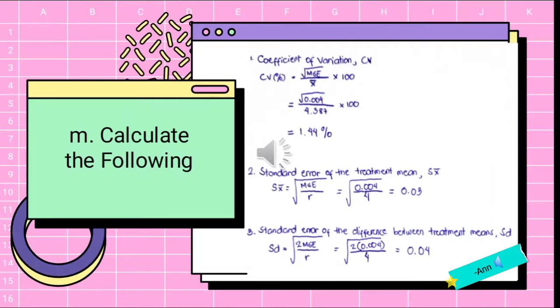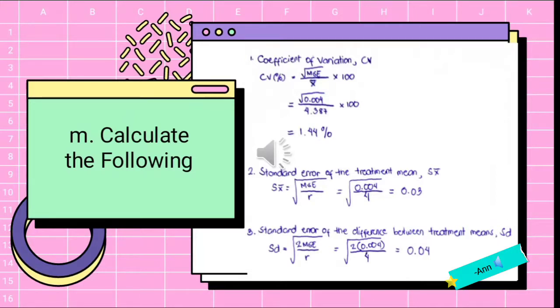Today I will report the last part of this activity, to calculate the following. So this is my report. Number 1, the coefficient of variation, or CV. We are going to find the percent. So this is the formula: square root of the mean squared error over the sample mean, times 100.